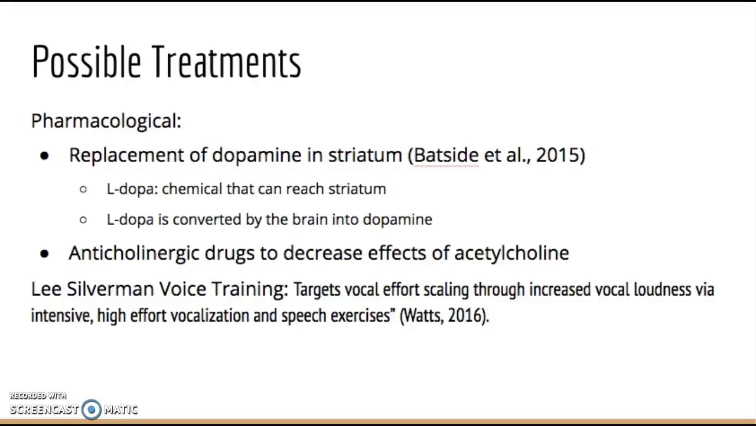For my final slide, I did want to include some possible treatments. One of the first is pharmacological, and this can be done through the replacement of dopamine in the striatum. They use L-DOPA, which is a chemical that can reach the striatum, and L-DOPA is converted by the brain into dopamine. Also, there are drugs that can be used to decrease the effects of acetylcholine. Another common treatment used by speech pathologists is the Lee Silverman voice training, which targets vocal effort scaling through increased vocal loudness via intensive, high-effort vocalization and speech exercises.